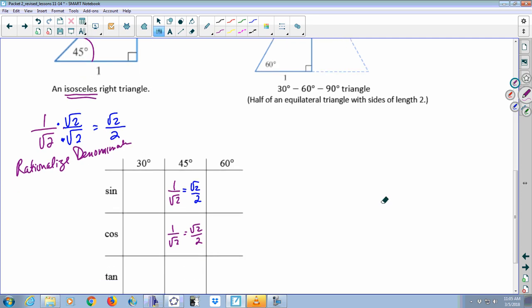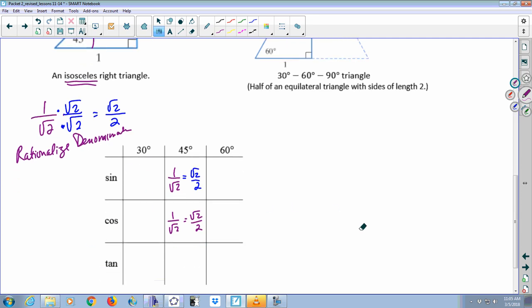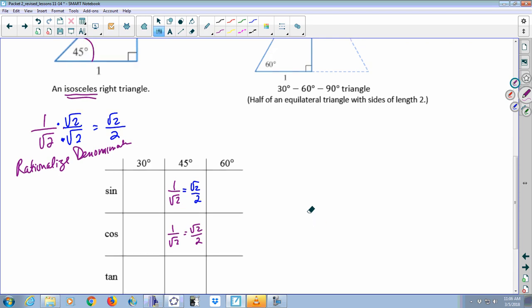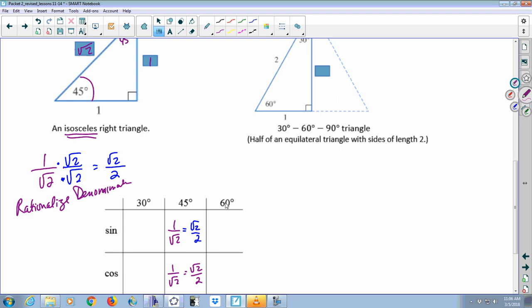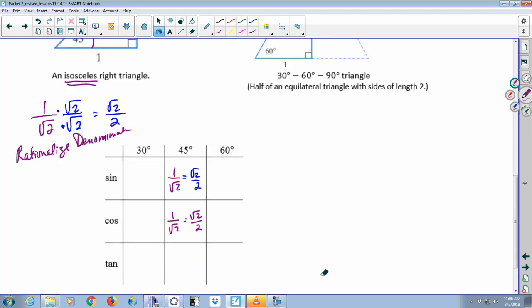Do you like 45-degree angles? Because cosine and sine are exactly the same. What's going to happen when I divide sine by cosine to get my tangent, or opposite over adjacent? What will be my answer? 1, right? Because they're exactly the same. 1 divided by 1, square root of 2 over 2 divided by square root of 2 over 2 is 1. All right. So we've got a third of what you have to memorize done.